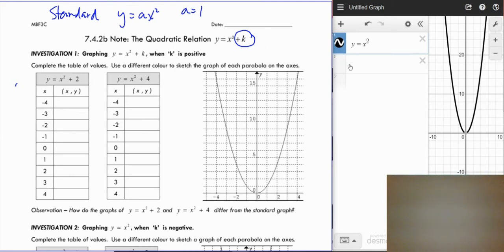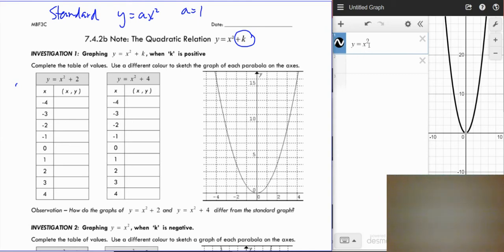So over here is our table. We're going to graph this when k is positive, so we have a plus k. Complete the table of values. Use different color to sketch your graphs. So we're going to go through this hopefully quickly.